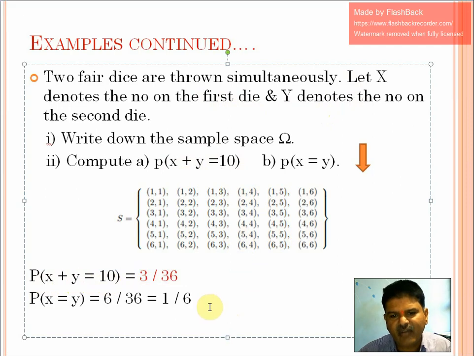And what is the second one? Probability of x equal to y. It means the result on the first die and the result on the second die are the same. The possible cases are (1,1), (2,2), (3,3), (4,4), (5,5), (6,6). The favorable cases are 6. The total number of cases is 36. Therefore, the probability of x equal to y is 1 by 6.